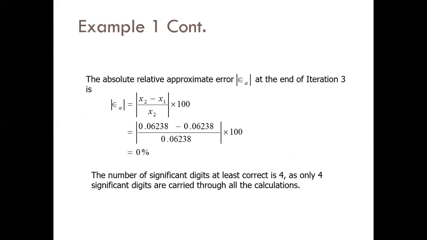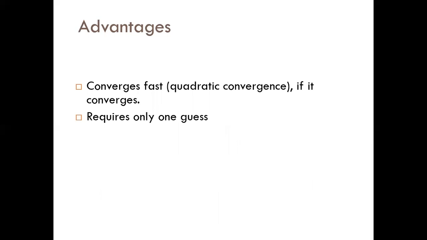This is the method to find the roots of a polynomial equation by using the Newton Raphson method, by taking a simple formula, x1 is equal to x0 minus f of x0 divided by f dash of x0. The advantage of this method is that it converges fast. If it converges, it requires only one guess, instead of the bisection and regula falsi methods, which require two initial guesses.